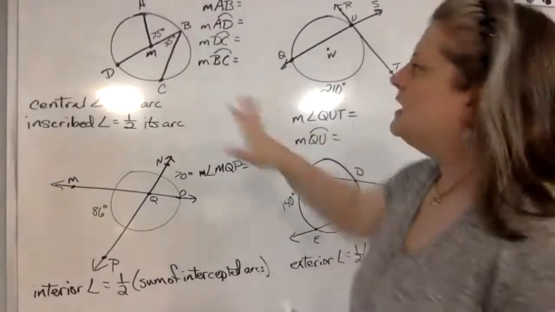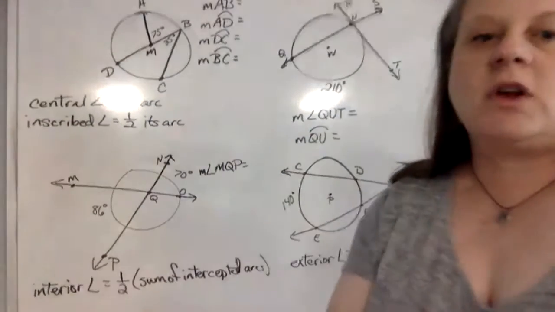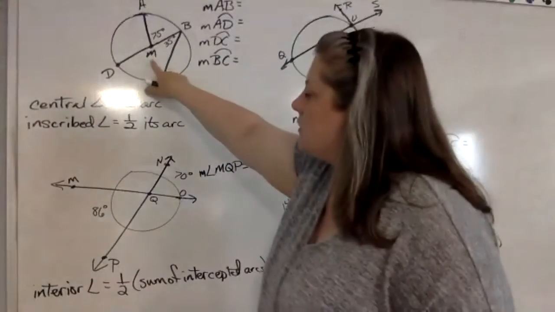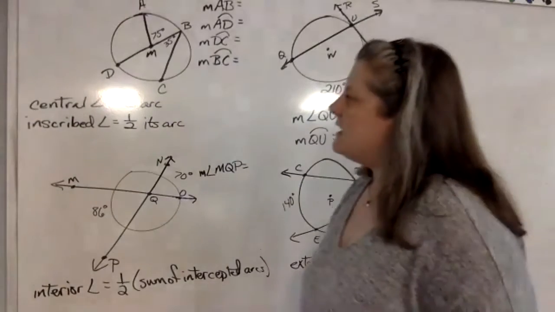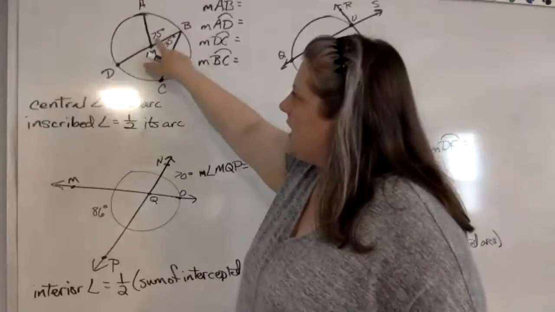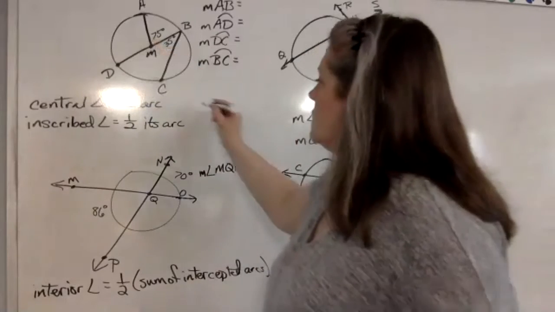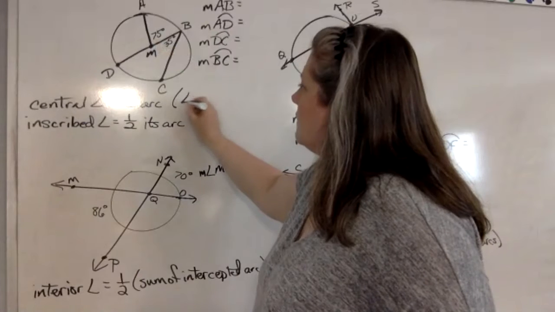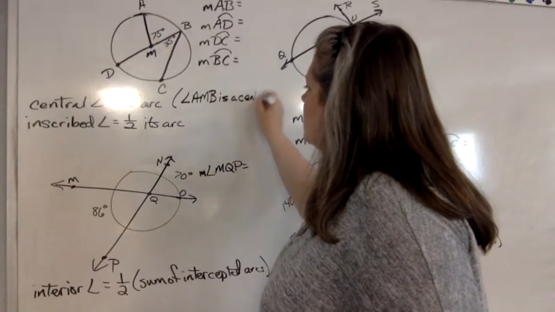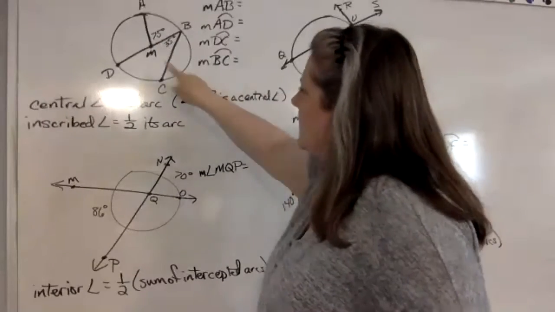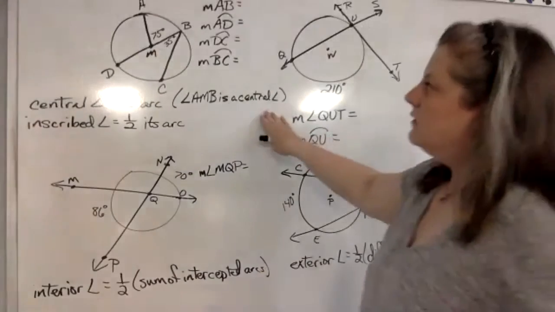So, starting with my first circle that I have up here. This is called circle M, because you name the circle by its center. So that's circle M. It has some different angles marked on here. It has this angle here, which would be a central angle. So angle AMB is a central angle. Central angle means its vertex is at the center of the circle. So that would be an example of a central angle.